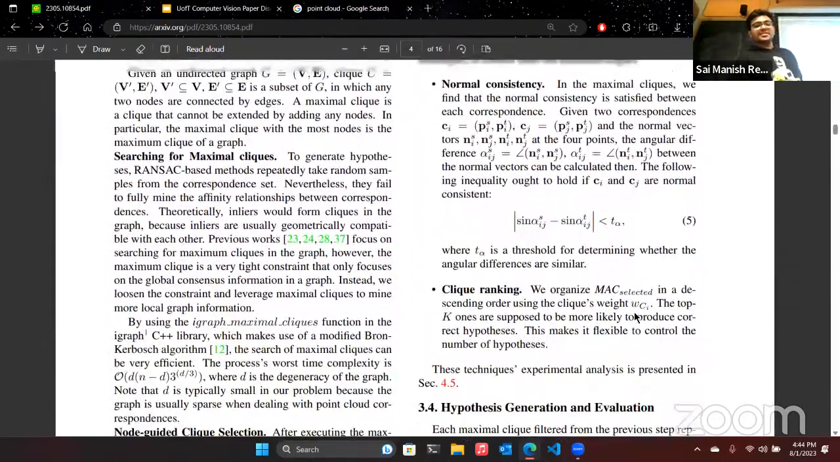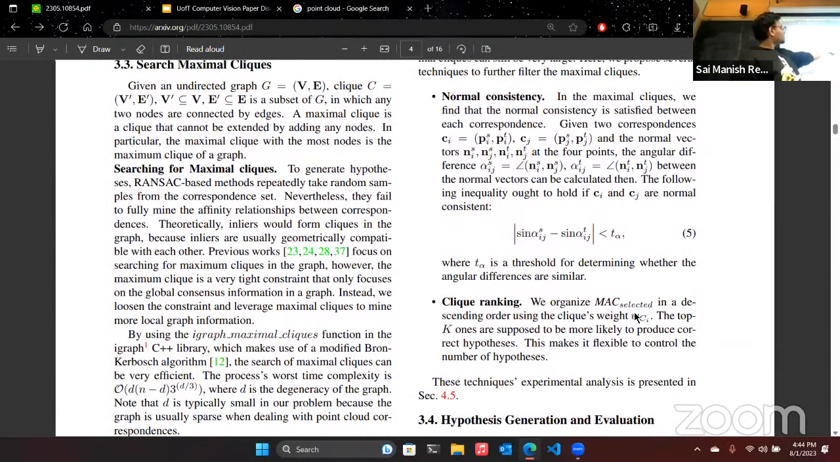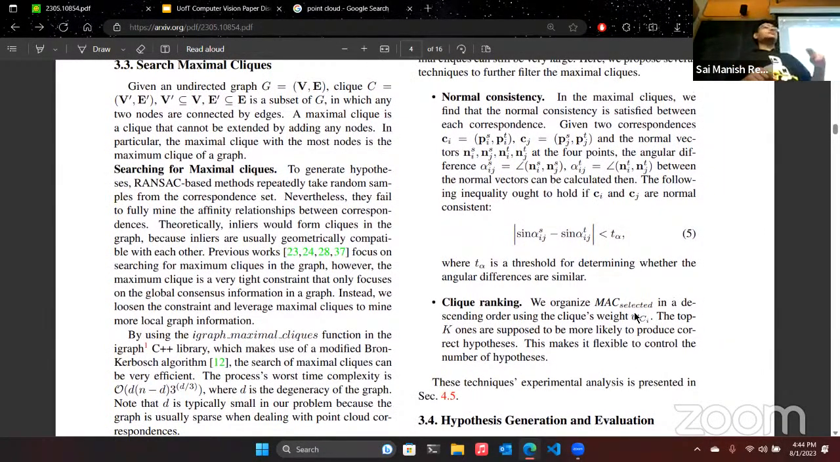Then the second method is the normal consistency method. What it does is we take 4 points from the two corresponding point sets. We can just make P1 as P1T and Q1 as Q1T, for example. Between the 4 points, it draws a normal vector based on the surface it is pointing towards. For example, if this is the surface, the normal vector will be pointing upwards from the point here.